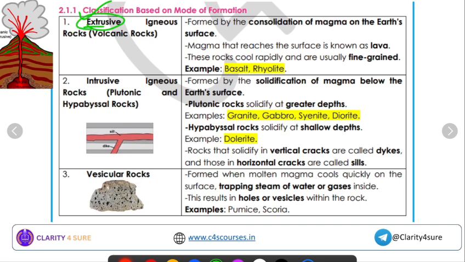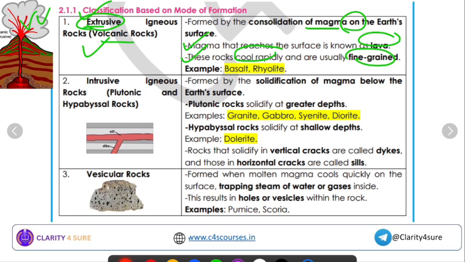So first is extrusive. We already studied this, right? It is the solidification or the cooling of the magma on the earth's surface. The magma that reaches the surface is called lava, right? We see it in general, it is a volcano, like we are able to see it with our eyes, right? So yes, it is extrusive, it is volcanic, and it is lava. The next point is that these rocks cool rapidly and are usually fine-grained.